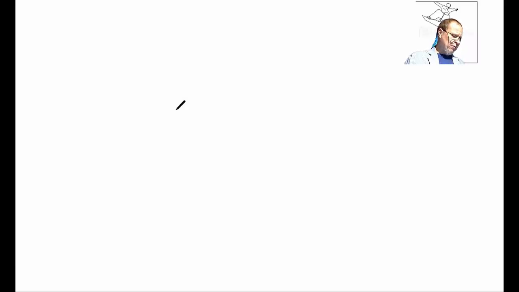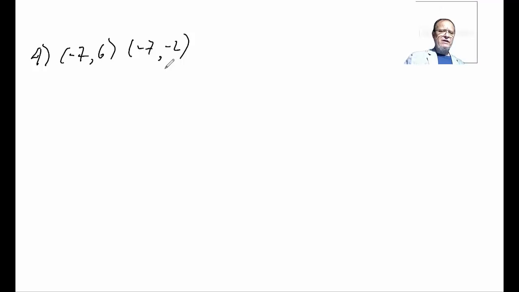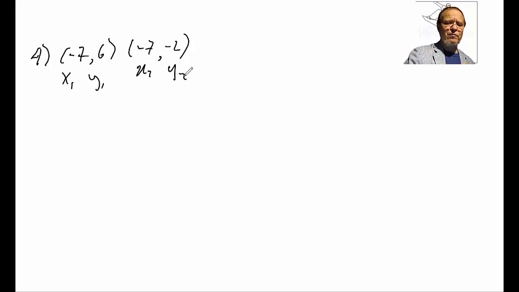In example number 4, we're given the points -7, 6, and the other point is -7, -2. We have all these negatives, so we want to be very, very careful of our signing because we have all these negatives happening. So again, I'm going to label x1, y1, x2, y2.